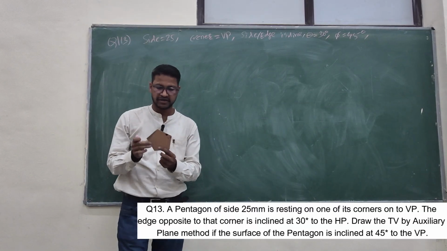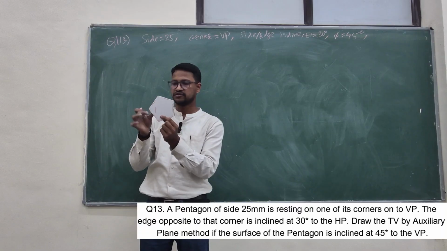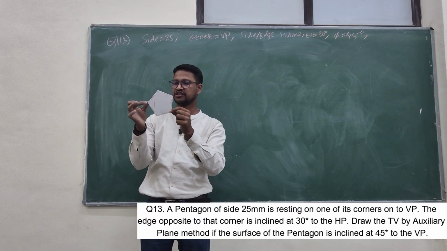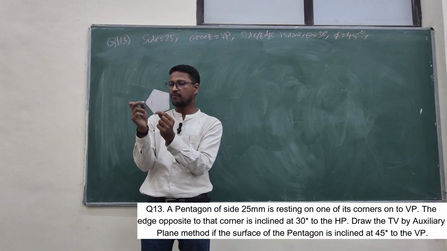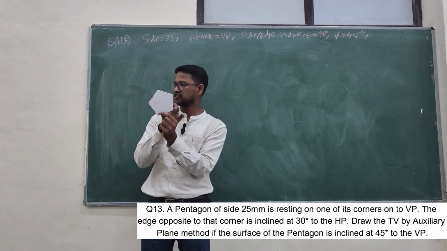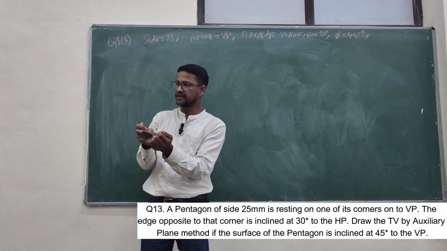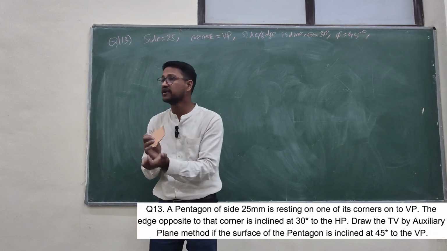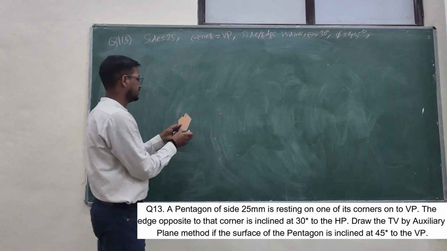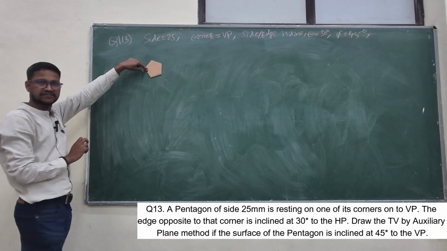Now initially this pentagon is like this. Suppose A, B, C, D, E. Here is a corner, D is the corner opposite the edge AB. AB is resting on any plane, and which is inclined on a side, not on a corner, right? Now initially this is resting on a corner. It means that this is like this.